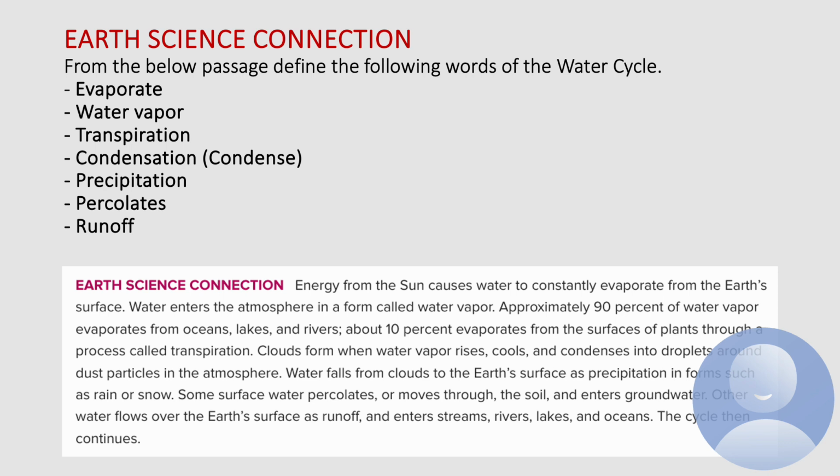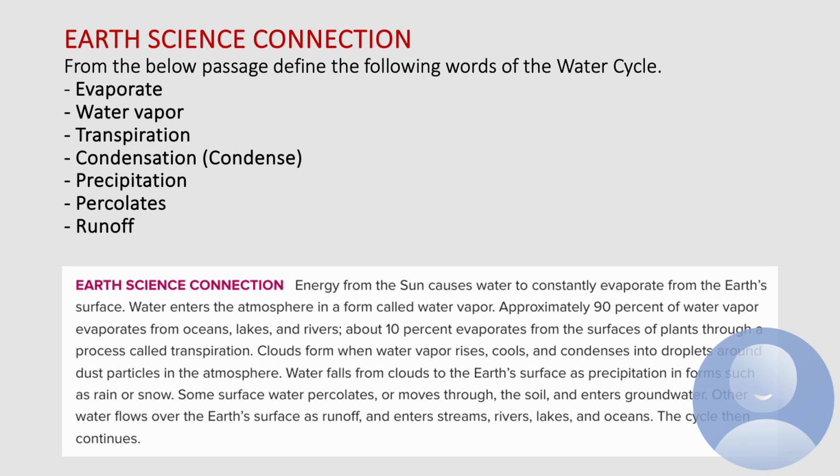So as we connect all of these things together, earth science connections, we're going to look at the passage down below. Energy from the sun causes water to constantly evaporate from the earth's surface. Water enters the atmosphere in the form called water vapor. Approximately 90% of the water vapor evaporates from oceans, lakes, and rivers, and about 10% evaporates from the surface of plants through a process called transpiration.